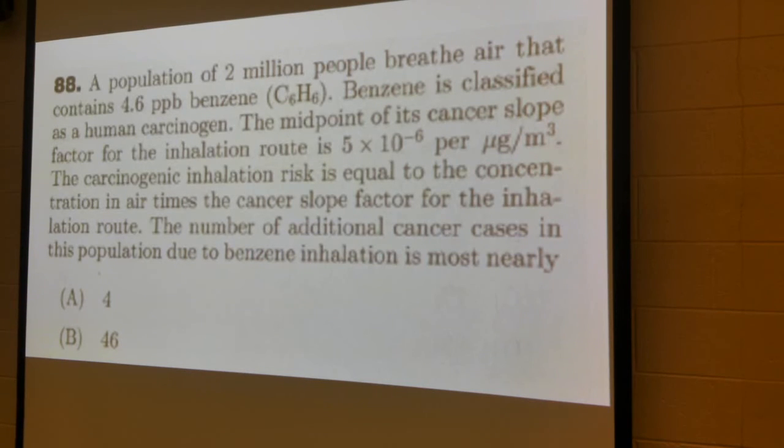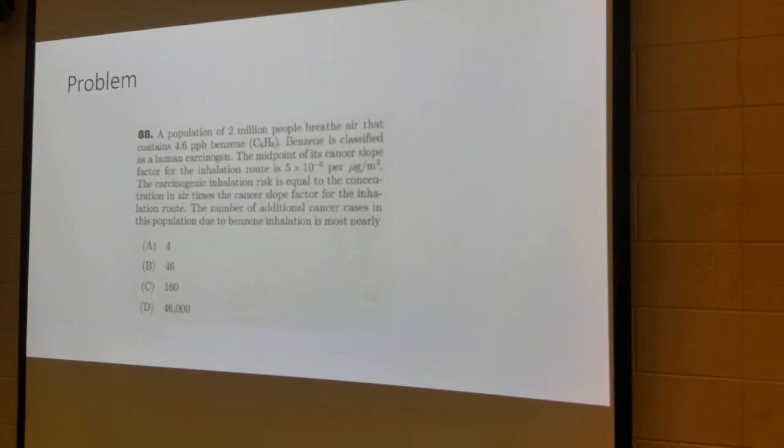Look, this whole phrase is giving us the formula. It's not given straight away, but you can infer from here that the risk is equal to the concentration in air times the slope factor. Okay, good. The number of additional cases of cancer in this population due to benzene is most nearly, and here are the words that we hate, because it's supposed to be a very close estimate for one of these answers, and you see that they're not even close: 4, 40, 160, and 46,000.